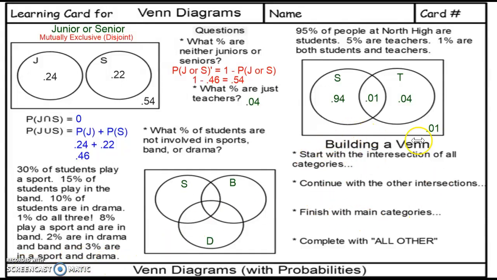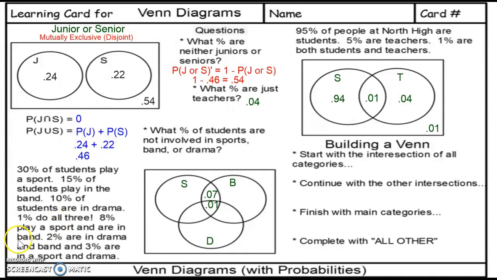Well, I'm going to follow these guidelines. Start with the intersection of all the categories. And the intersection of all the categories would be all three, which is 1%. Then I'm going to move to any other intersections. Let's start with this. 8% play a sport and are in band. So this little part right here has to be sport and band, and it has to add up to 8%. Well, I already have 1% in there, so this intersection has to be 7%.